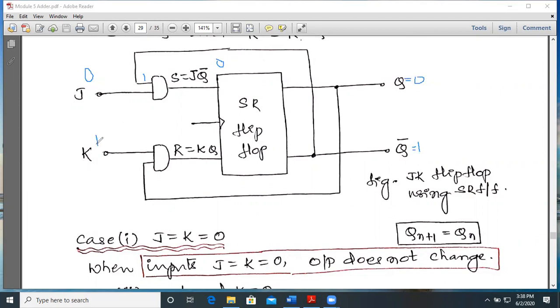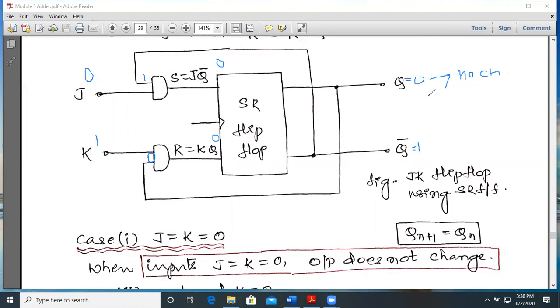S is 0, K is 1. So since this is 0, we are getting the output as 0. Okay, so S is 0, R is 0. So according to SR flip-flop, when both the inputs are 0, we are getting the no change condition.